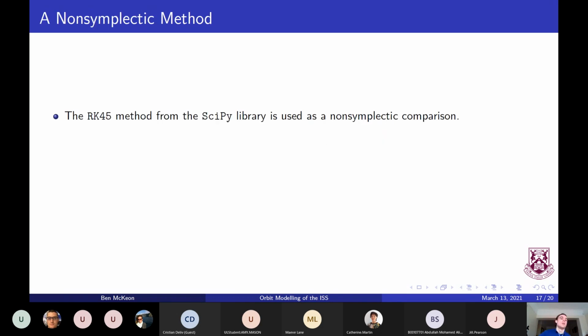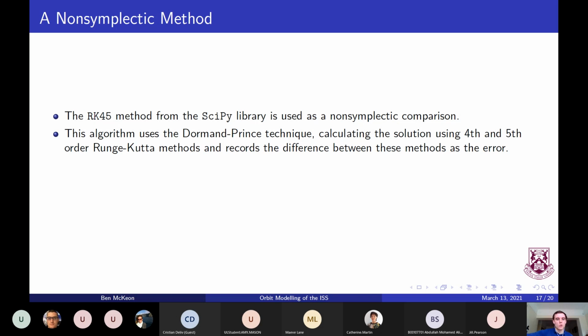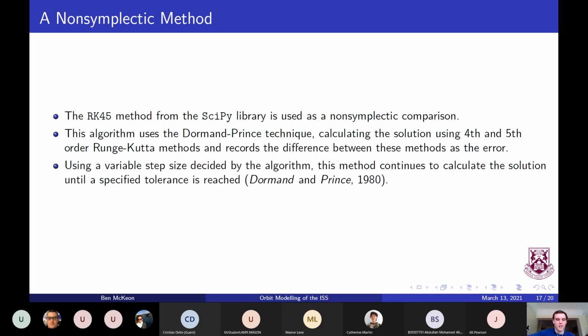So then, by comparison, if we use a non-symplectic method, we see the RK45 method, which is included in the SciPy library as a generic kind of tool to solve equations such as this. And we see that it uses the Dormand-Prince technique using 4th and 5th order Runge-Kutta methods, which are fairly generic solvers, and it compares the two of them as a means of finding the error. And using a variable step size, it is able to decide itself which is the best time step rather than using the fixed 5-second step size that I used.